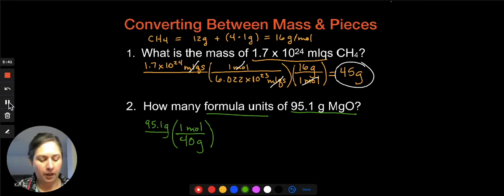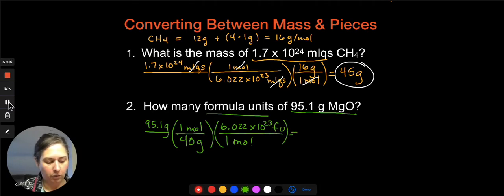Okay. Now, for the next step, for every 1 mole, so I want to cancel what was on the top in the previous step. Okay. I have Avogadro's number, so 6.022 times 10 to the 23rd formula units. So let me double check. I always like to double check my units and make sure they cancel properly. So grams cancels grams, moles cancels moles. I'm left with formula units, and that's what I want to have. So that's perfect.